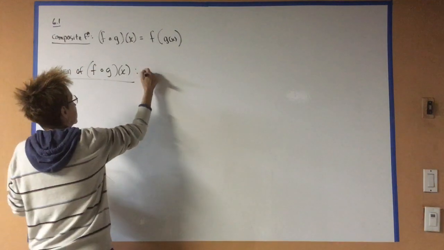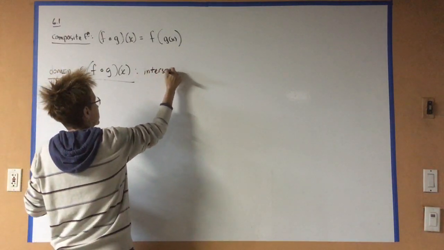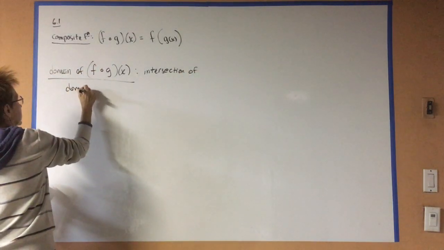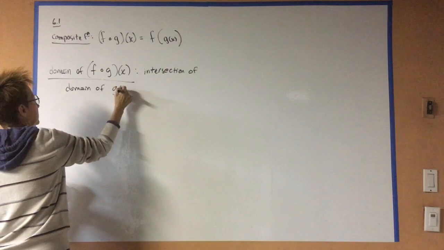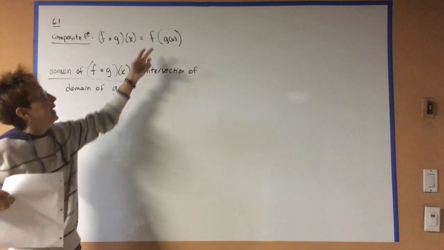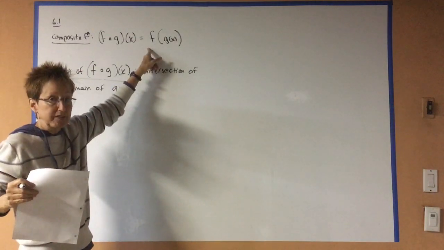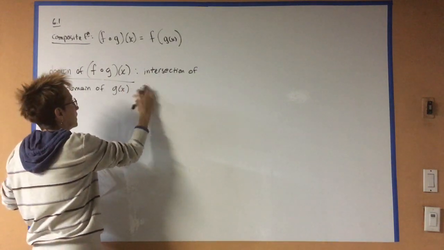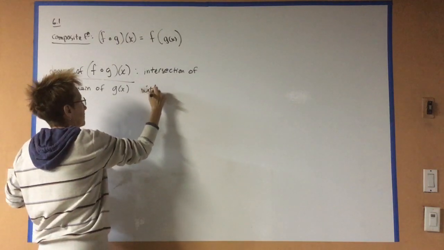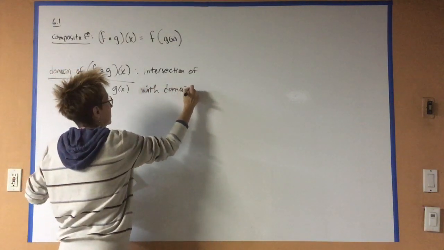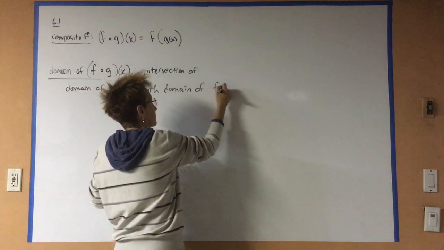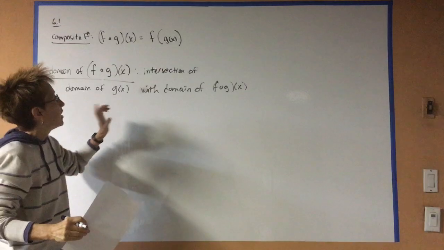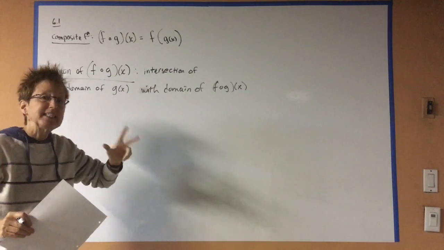We're talking about the intersection, and means intersection, of the domain of g of x, the function that you're putting into the composite function. We're talking about the intersection of the domain of g of x with the domain of the composite function. In other words, the final answer. So we're talking about looking at two domains and intersecting them.